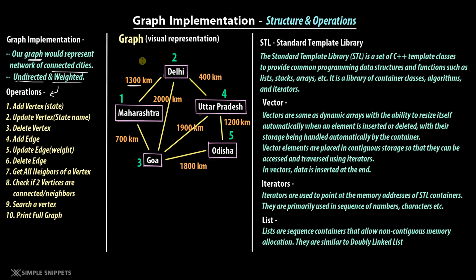We will start off with creating the basic boilerplate, which means the basic structure and basic classes and whatnot. And the operations that we are going to cover, we will cover them in the further videos one by one. So what are the different operations? Basic operations are addition of vertex, which means you want to add a new state. You want to update vertex, which means you want to update the state name. So let's say you entered a wrong state name and you want to correct it. You should be able to update it.